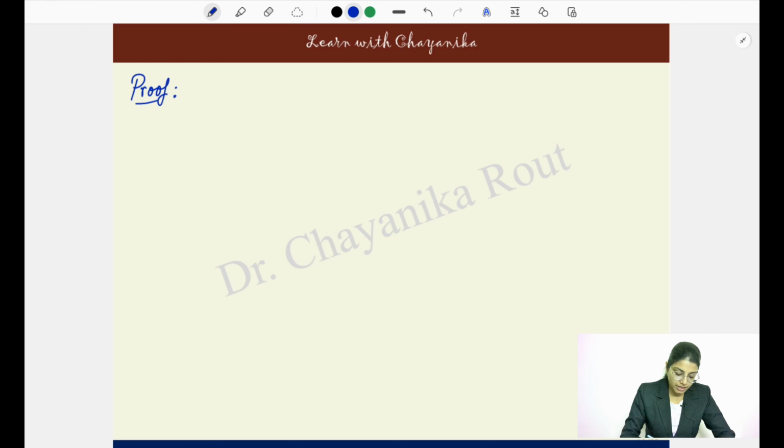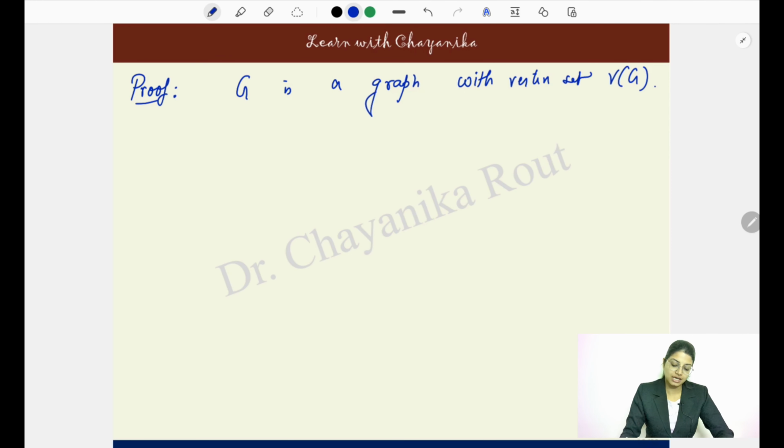So to prove this corollary, take any graph G. Suppose G is a graph with vertex set V(G). Now what we will do is divide this vertex set V(G) into two subsets. So V(G) is divided into V1 union V2, where V1 and V2 are two subsets that I have formed from V(G).